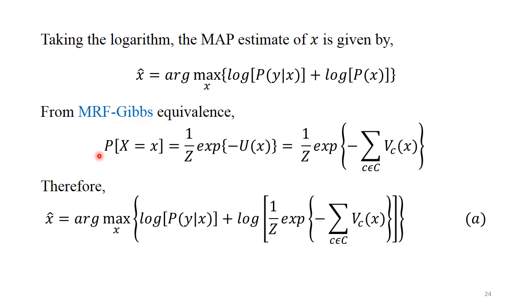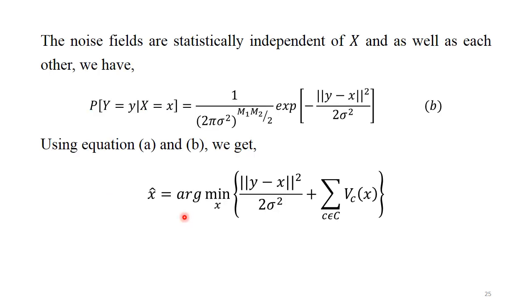It is given by p of x is equal to 1 by Z times exponential of minus U of x. This U of x is an energy component which can be written by making use of the clique potential concept. Therefore now this is what it has been written. So now this p of x is substituted over here, and now this expression becomes something like this, right? So now we have to make one more substitution for this one.